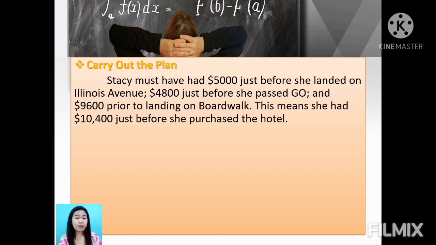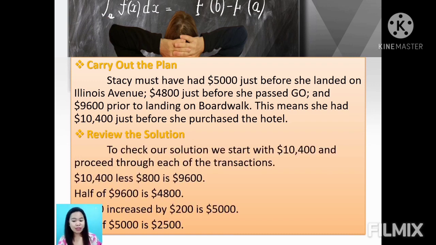So, let's review the solution. Now, first, we have $10,400. Then, minus 800 because she paid that for the hotel. Then, half of that is 4,800. Then, that 4,800 was increased by 200, and so she has $5,000. And $5,000 divided by 2, because only half of her original money was left, gives us 2,500. So, upon checking, we got the correct answer.